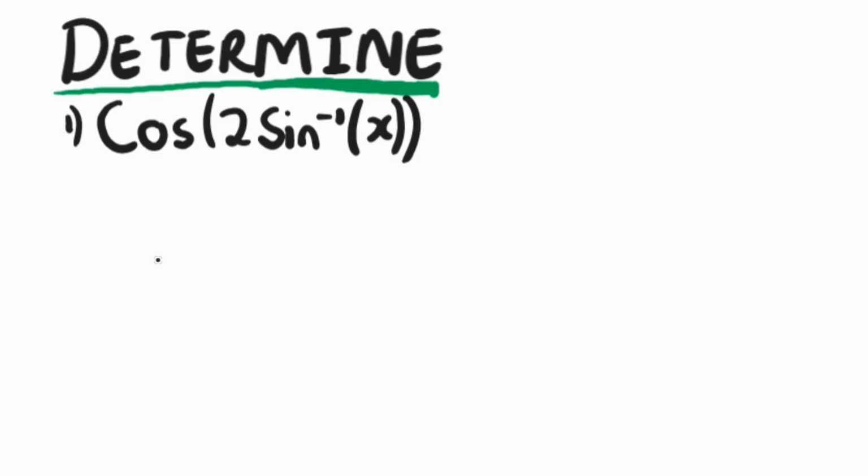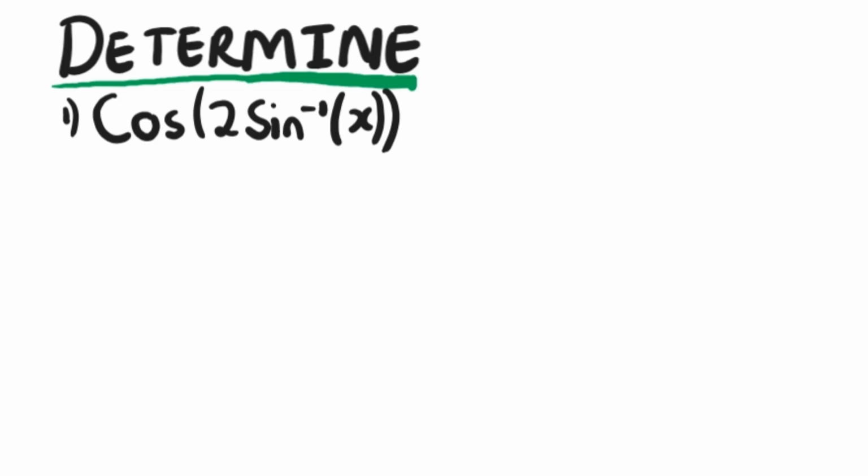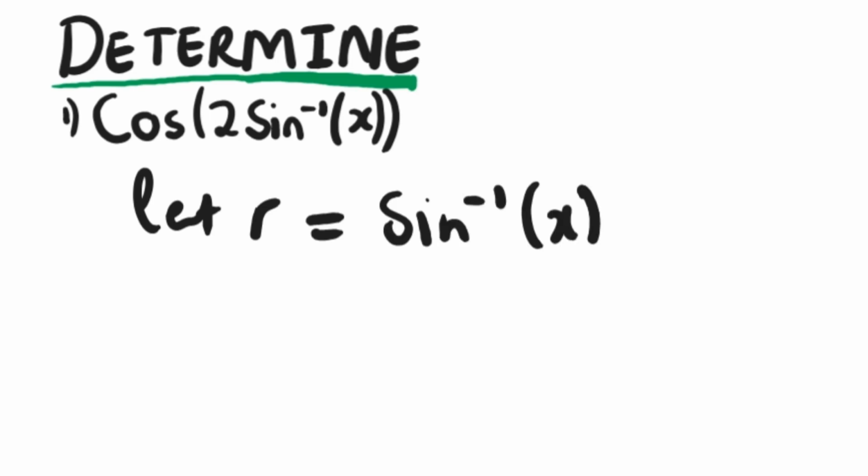So what you want to do first is introduce a new variable, maybe the first letter of your name, provided that it's not x. So I'll choose r. I'll say let r be equal to this inverse function alone. I target the inverse function because that's where the complication is. If I can simplify that one, then I'm fine. Let it be arcsine of x.